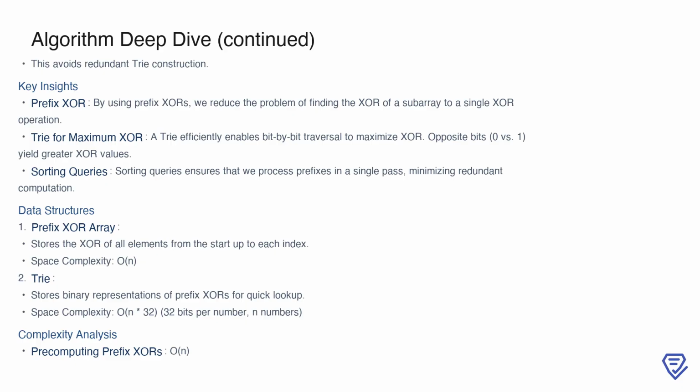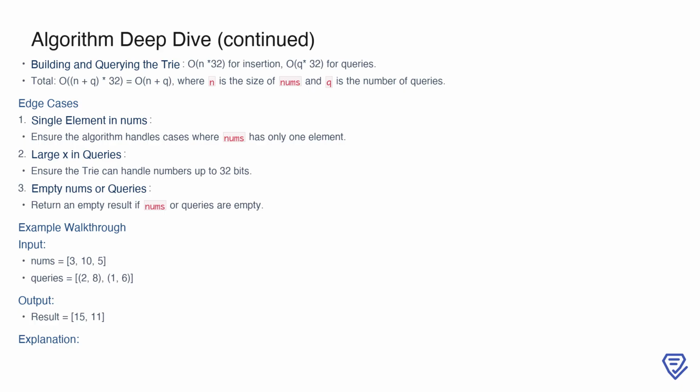The prefix XOR computation itself has a time complexity of O(n). Building and querying the tree takes O(n * 32) for inserting the prefix XORs and O(q * 32) for processing the queries, where q is the number of queries. This makes the overall complexity O((n + q) * 32), which simplifies to O(n + q). This ensures that the solution is efficient even for large inputs.